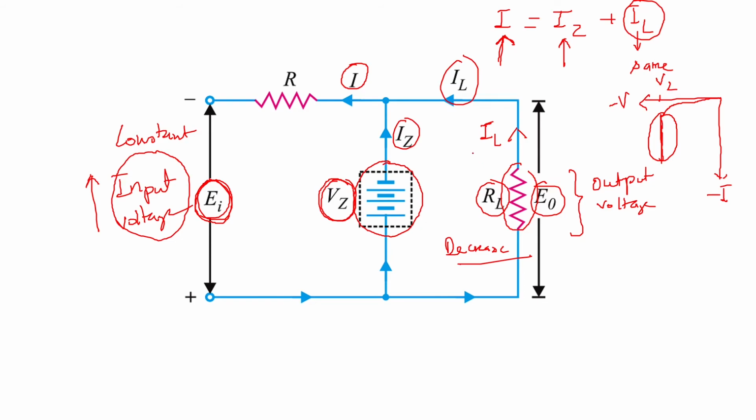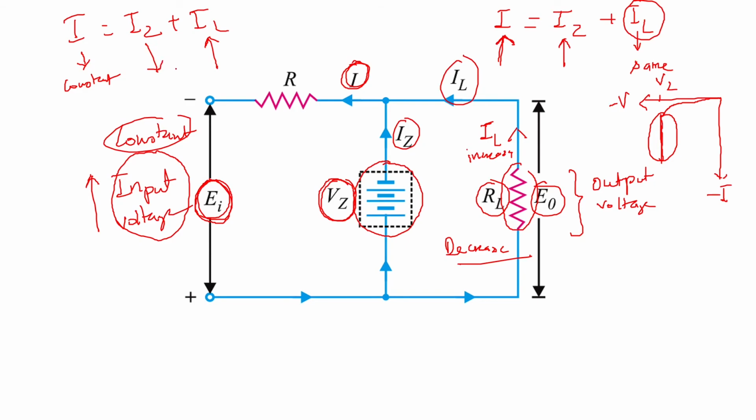So if resistance decreases, this current increases. And here the input voltage is constant, which means our main current is constant. So if you take the relationship I is equal to IZ plus IL, I is not varying, it is constant. The load current is increasing because your load resistance is decreasing. Then who has to compensate for that? The Zener current will decrease.